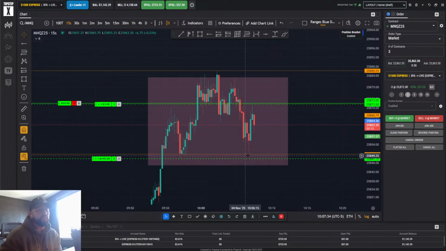If it ends up pulling back more, then you see how we left these equal lows? I feel like we're gonna want to at least come one more time.